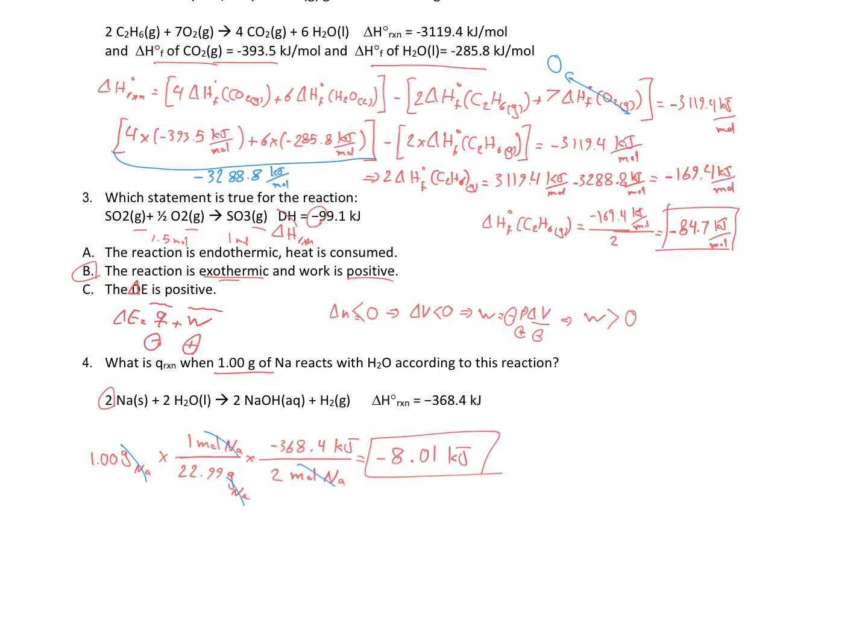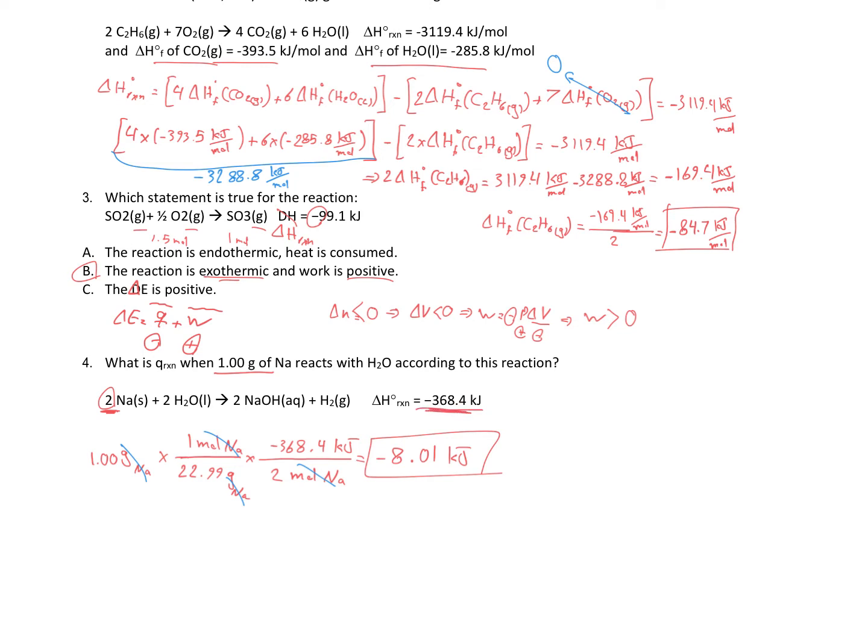So we start with a gram. So 1 gram of sodium, we have to go to the mole so that we can use our thermochemical equation to convert mole to joule or kilojoule. So from gram, we go to the mole of sodium, and from the mole of sodium, we know that 2 moles, because it's 2 here, 2 moles of sodium release this amount of energy.